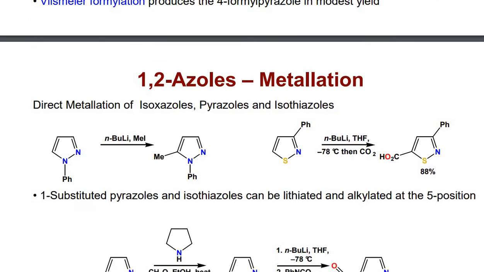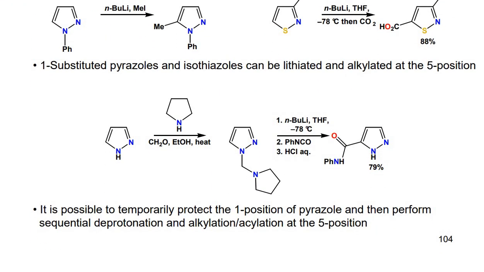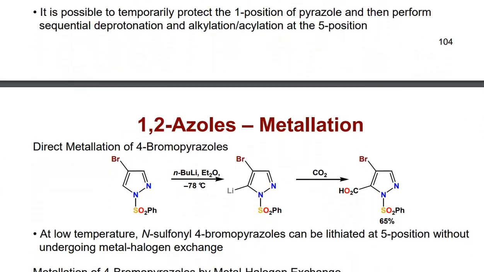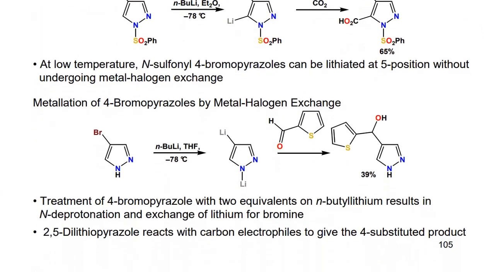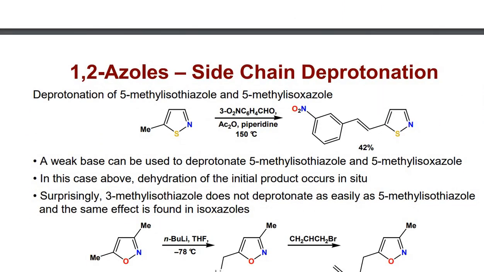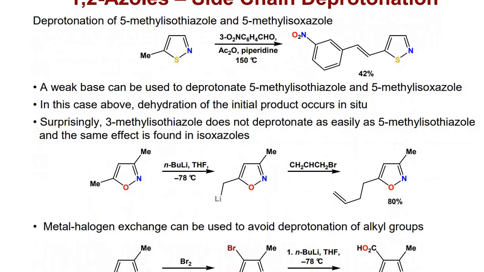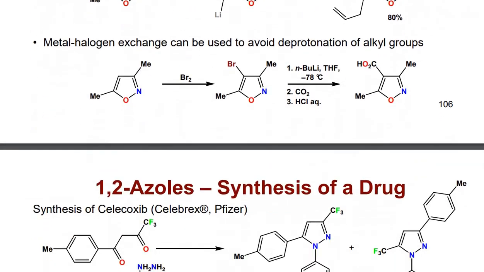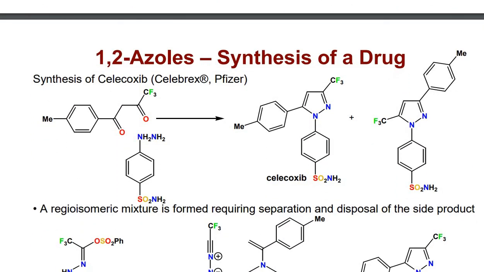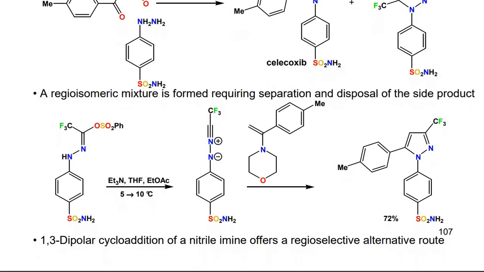So direct metallation of isoxazoles, pyrazoles and isothiazoles. These two reactions are also very important. You can see the metallations with BuLi. A weak base can be used to deprotonate 5-methyl isothiazoles and 5-methyl isoxazoles. In this case, dehydration of the initial product occurs in situ. So write it down, a lot of information. Celecoxib, you can see the structure of celecoxib.